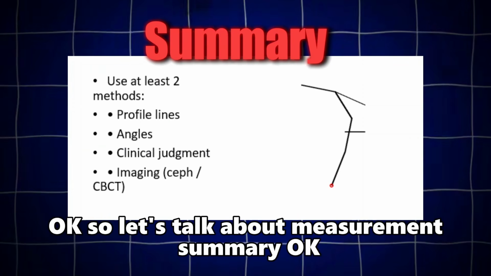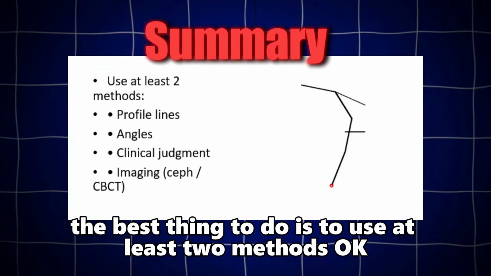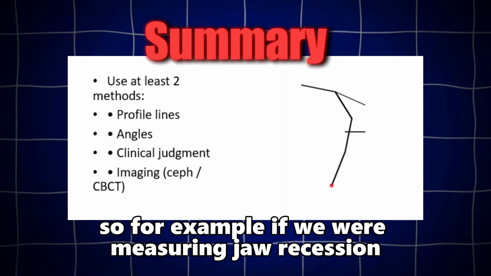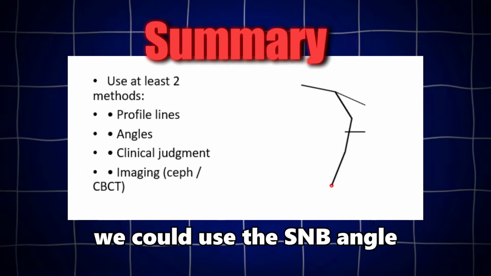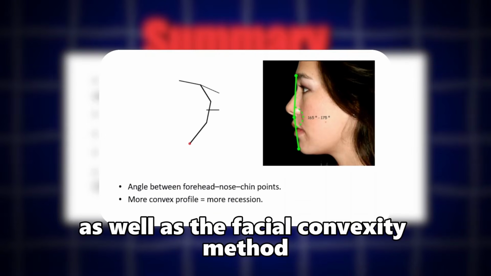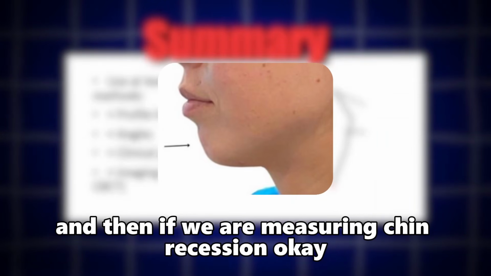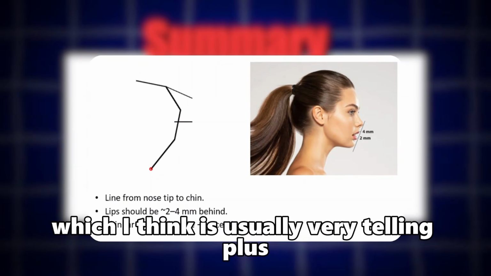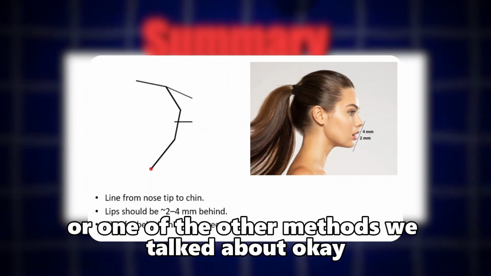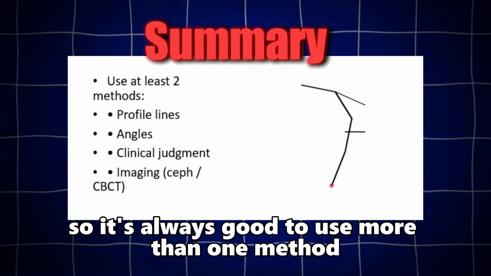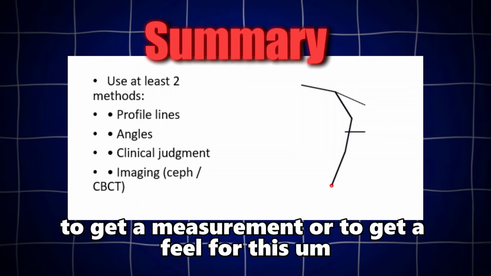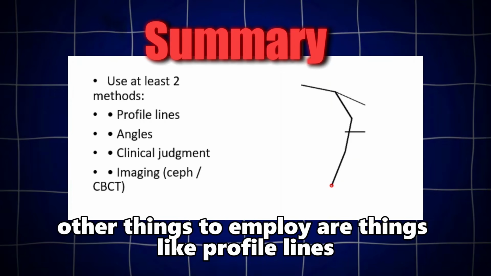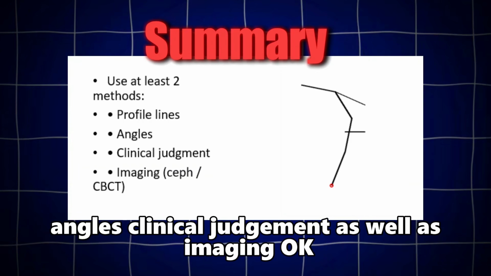Okay, so let's talk about measurement summary. Typically the best thing to do is to use at least two methods. For example, if we were measuring jaw recession, we could use the SNB angle as well as the facial convexity method. And then if we were measuring chin recession, maybe we could use the E-line method, which I think is usually very telling. Plus, we could use the facial convexity method or one of the other methods we talked about. So it's always good to use more than one method to get a measurement or to get a feel for this.